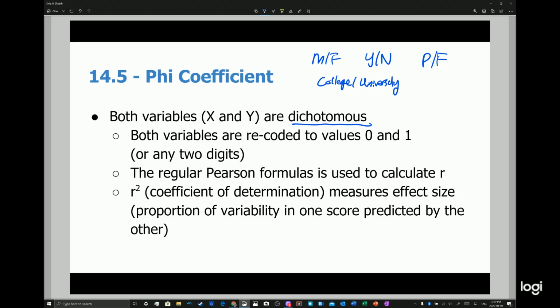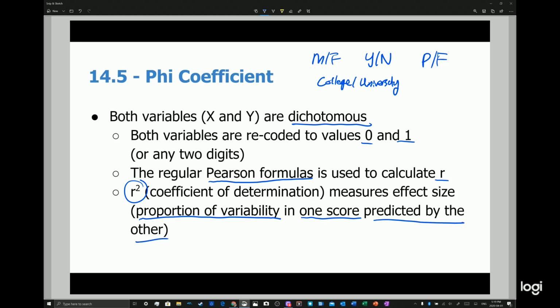That's only two outcomes. You would code the outcomes as 0 and 1, similar to your Point-Biserial. And you would use the Pearson formula to calculate R, as you would. But again, we would use this for dichotomous variables, and we would call this the phi coefficient. Here we use your R squared, your coefficient of determination, to measure effect size also. Again, this reads as the proportional variability in one score that is predicted by the other.